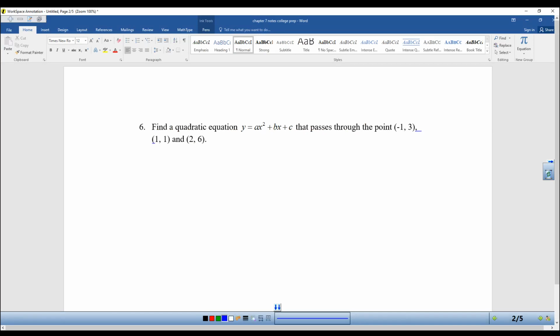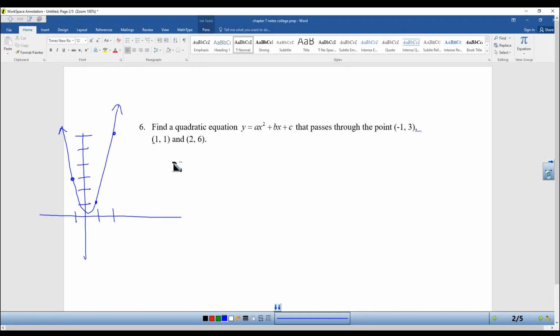Number 6. Find a quadratic equation y is equal to ax squared plus bx plus c that passes through the points negative 1, 3, 1, 1, and 2, 6. So I can picture this, negative 1, 3, 1, 1, and 2, 6. So I don't know, maybe something like that? I'm not really sure, but I think A is going to come out to be positive. I think that's the only way I can really draw it, even though it might not be exactly right.